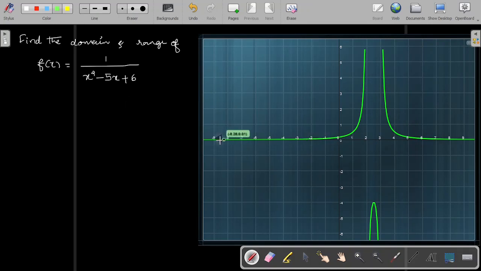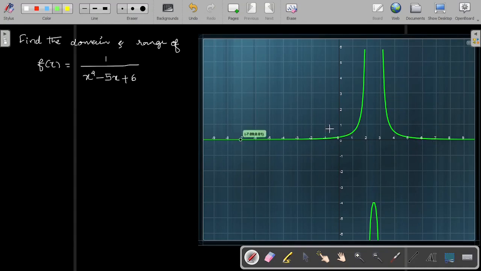Domain means all possible values of x. You have to see the x-axis. For all points on the x-axis, do you have a corresponding value of y? So at 2 and 3, there is no point on the graph. This is how we calculate the domain by looking at the graph.